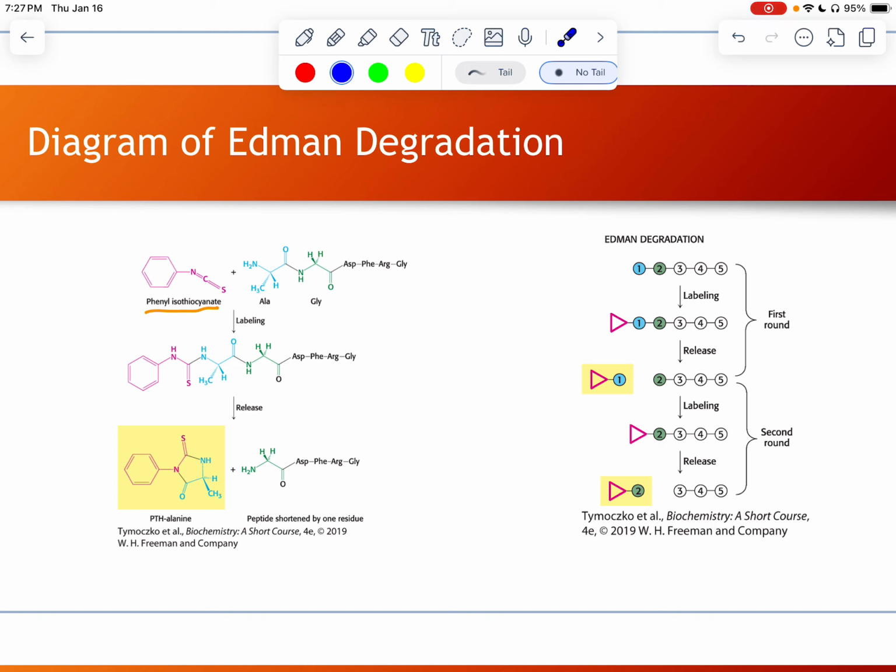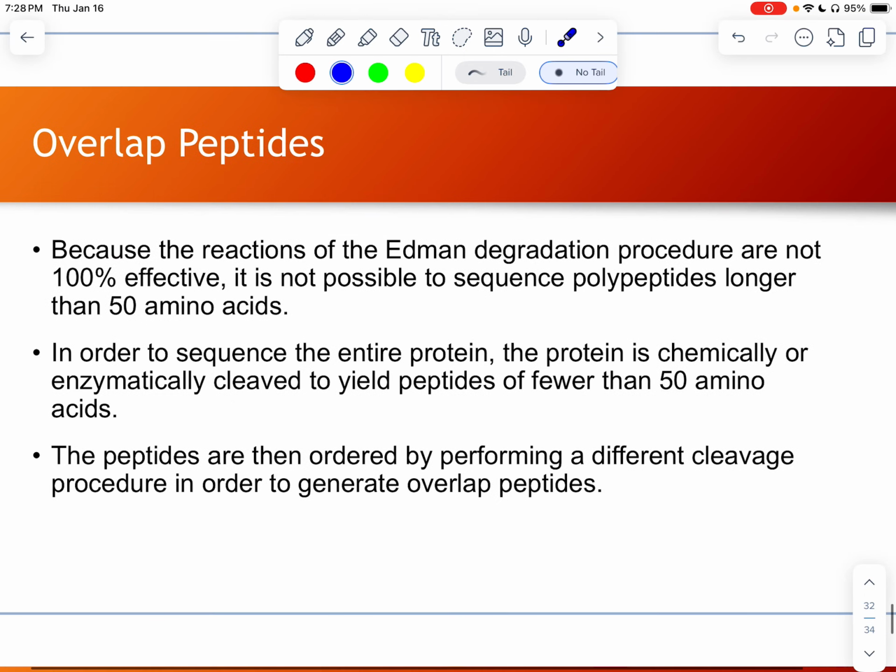So if you think about it, we could keep doing this in series. So I labeled the first one shown in blue. I pulled it off, and I'm going to analyze and figure out what amino acid that is. Oh, now I'm going to label the new N-terminal, and I'm going to pull it off and figure out what amino acid it is. And so we can essentially snip off these amino acids one by one to figure out the order, which all sounds great, but we run into some problems because it's not 100% effective, and really it degrades over time. And so we really can't sequence these polypeptides that are longer than, say, about 50 amino acids.